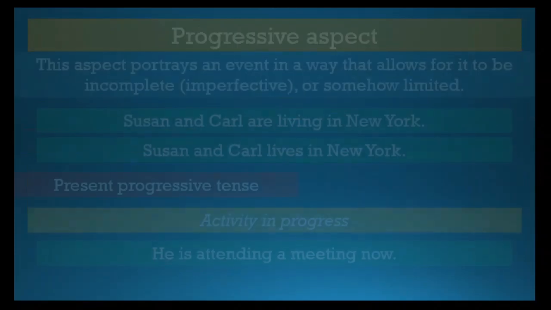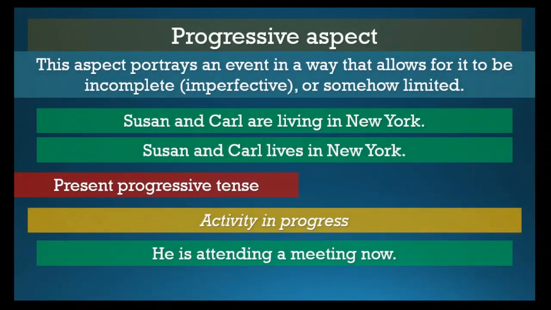Now, if perfect aspect talks of a prior event, action, or accomplishment, the progressive aspect portrays an event in a way that allows for it to be incomplete, or in other words, imperfective, or somehow limited. In other words, an action or event in progressive aspect is something that continues or develops. How does it differ from the simple aspect?